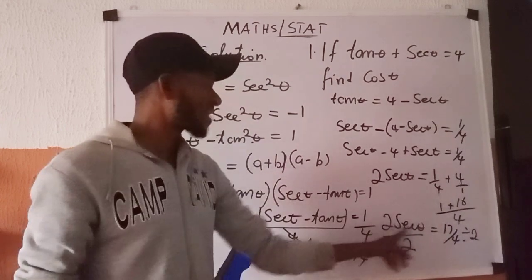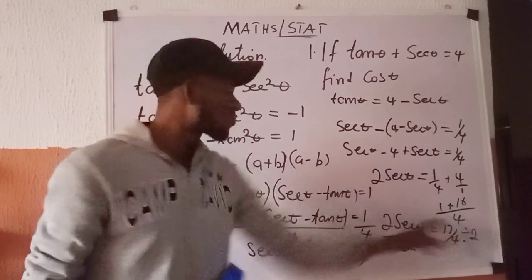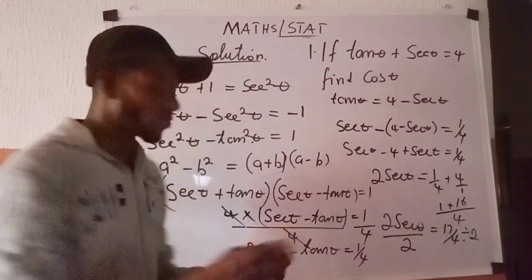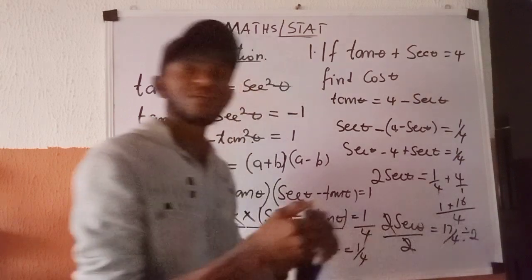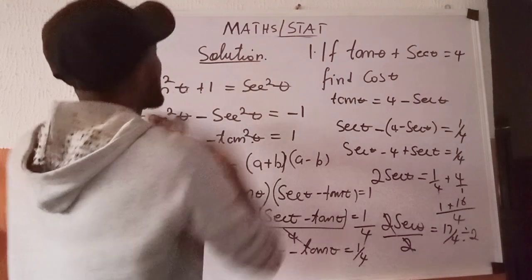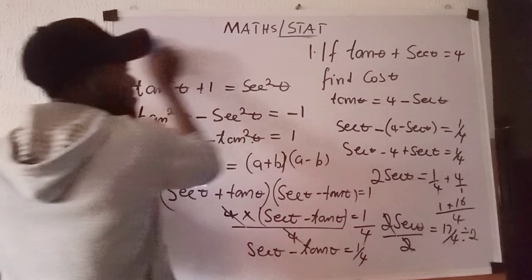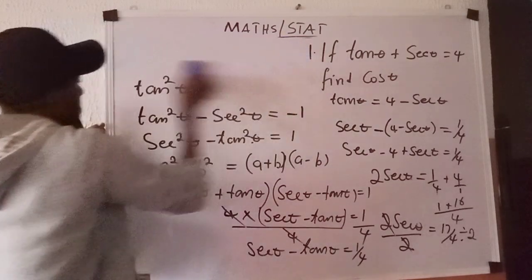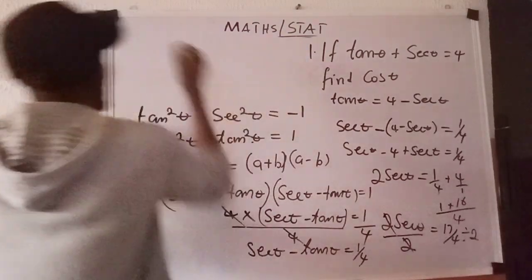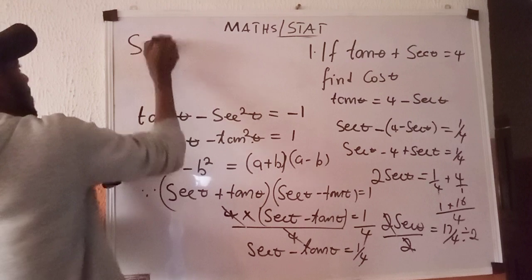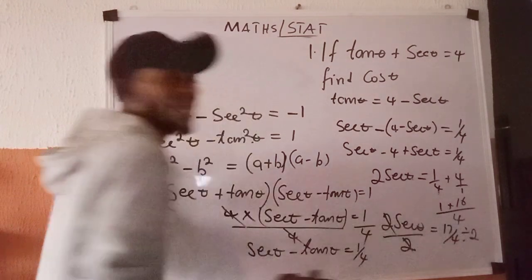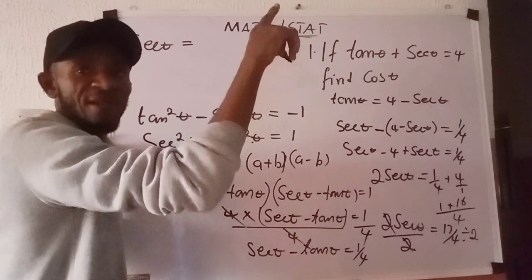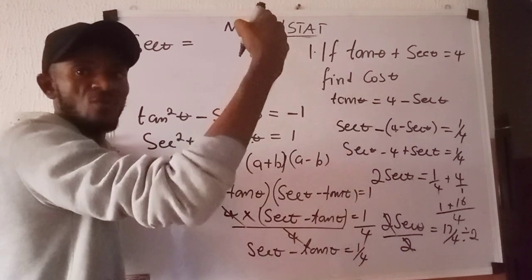I'm trying to make sec theta stand all alone. I'm going to divide both sides by 2, so that this and this can go. And I have that this is 17 over 4 divided by 2. So permit me to clean this top here. So what I have here becomes that sec theta is given as, when I change this division sign into multiplication sign, the numerator comes down and the denominator goes up.